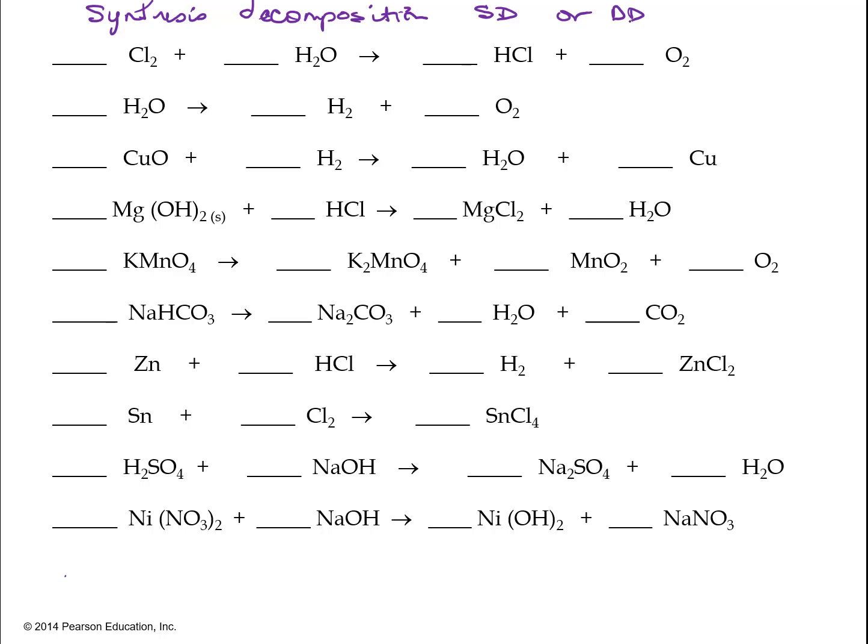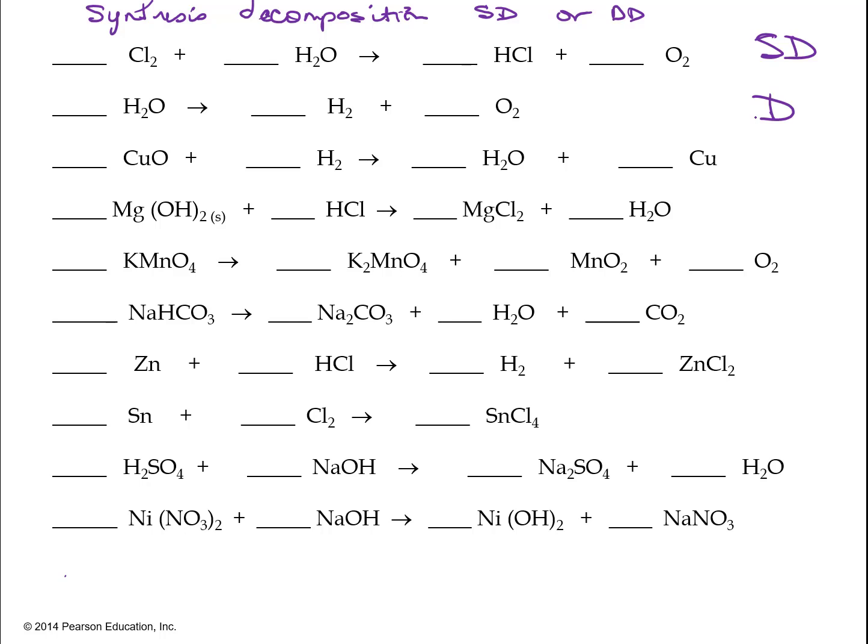If they're equal, if it's an element and a compound, it's a single. If it's two compounds, it's a double. So this first one is a what? It's a single displacement. So this one's an SD, single displacement. What about the second one? It's a decomposition, right? So you see that you start off with one reactant and there's two products.